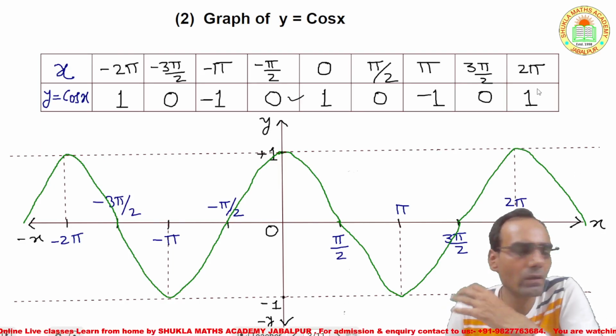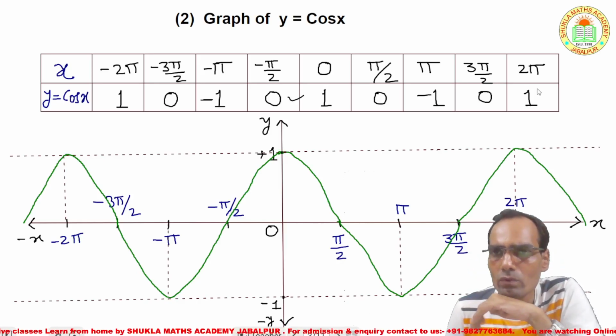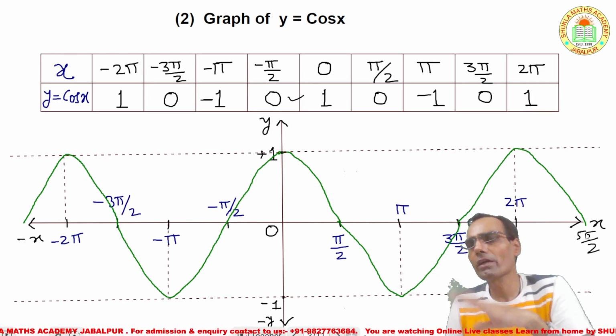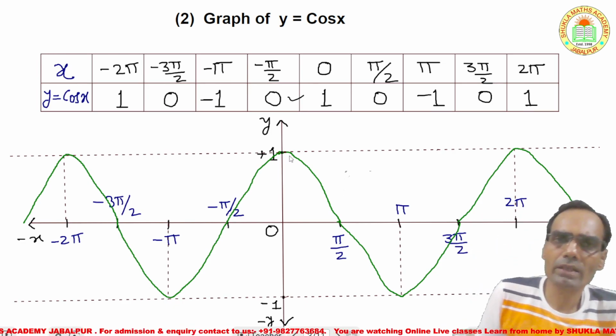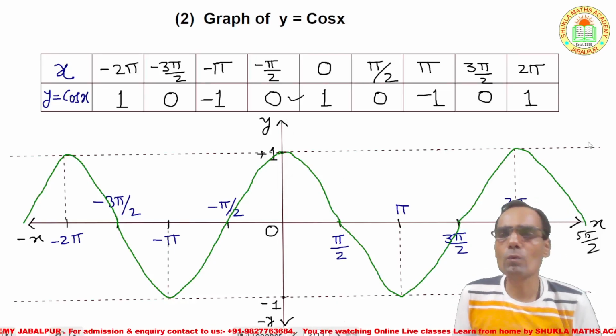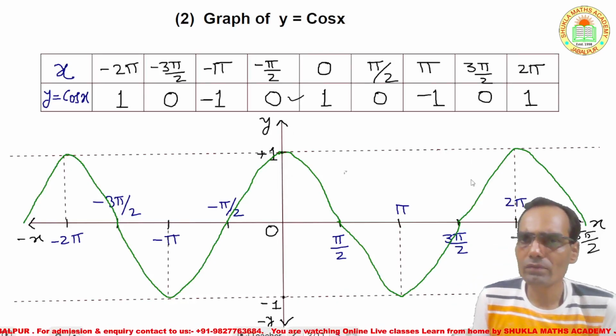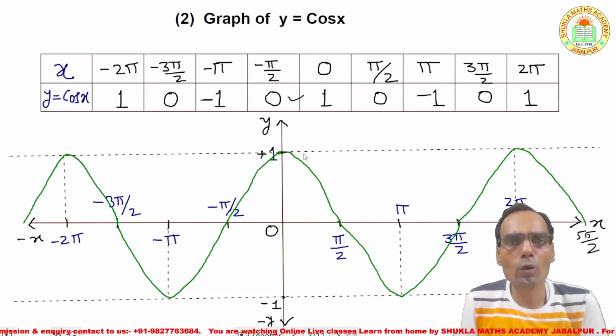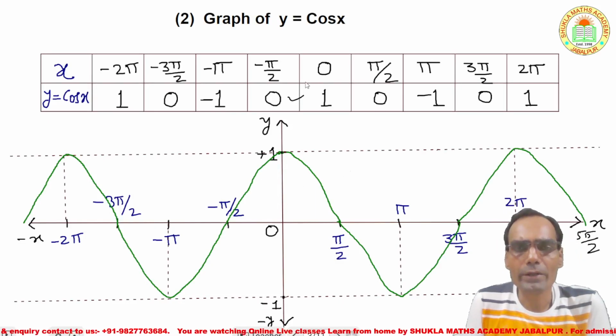After that, it is going down to 0. If we take the next value, 2 pi plus pi by 2, so it is 5 pi by 2. And cos of 5 pi by 2 is also 0. So it is going down and so on. It will continue going on, right? But here we are taking the values 2 pi and -2 pi. So it is enough.